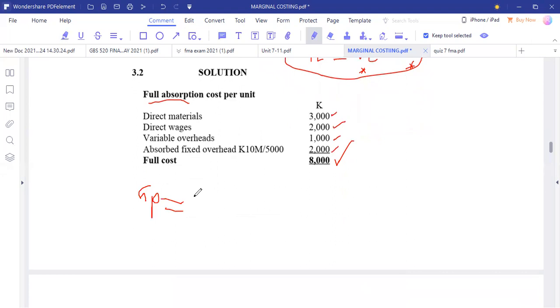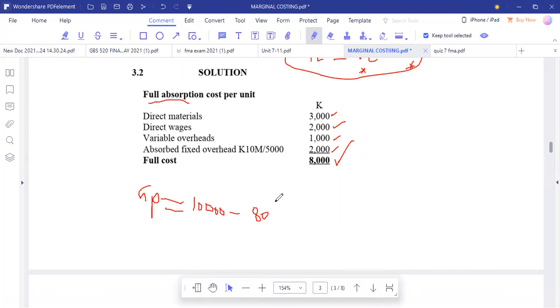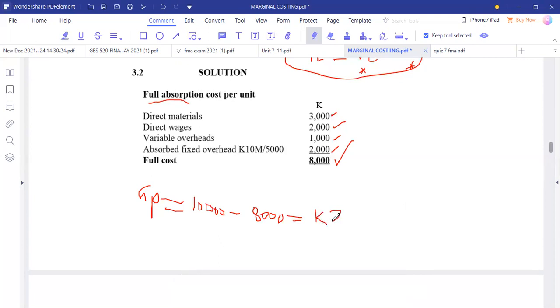So here we are going to have the 10,000 that we made in the sales. So 10,000 minus 8,000. Then we are going to find the difference there, which will give us the gross profit in terms of absorption costing. So meaning here our gross profit in this case will be 2,000. This is 10,000, which is the sales from that example, from that question, and then we have that one.